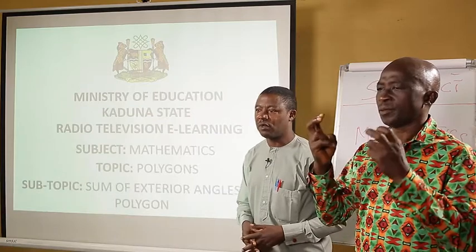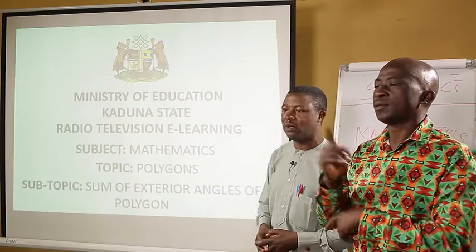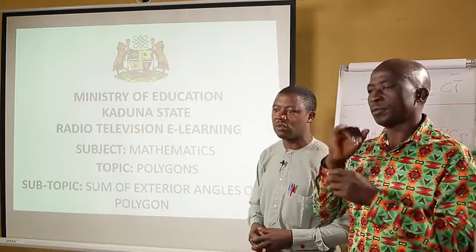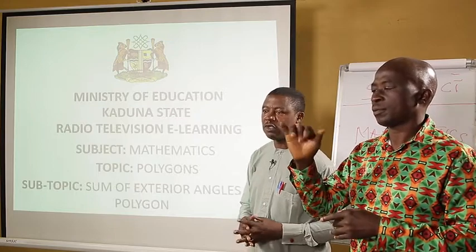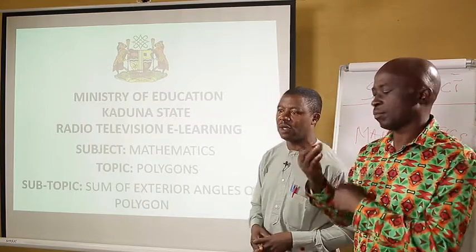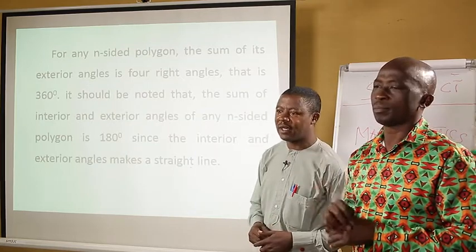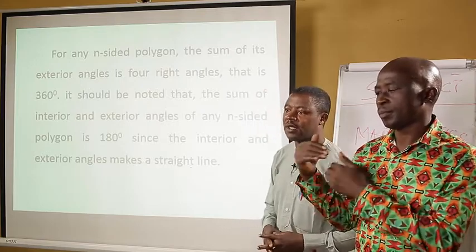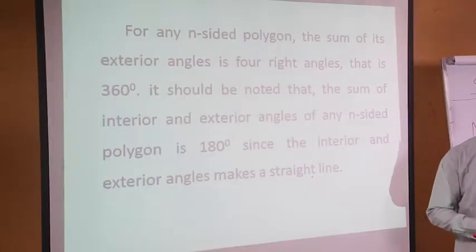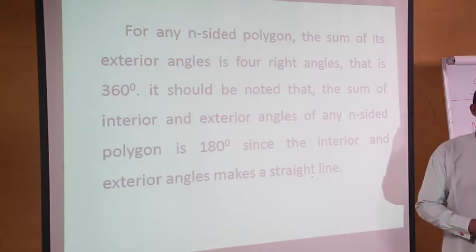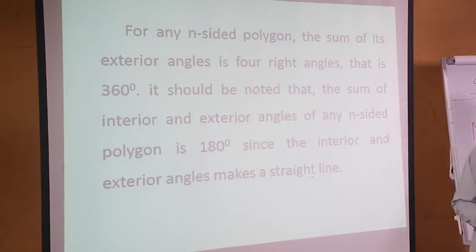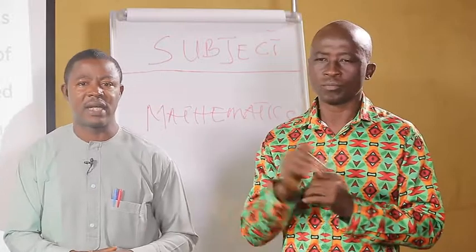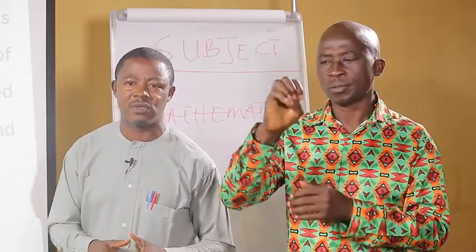Our topic of consideration this day is polygon, and we have a subtopic, the sum of exterior angles of a polygon. For any n-sided polygon, the sum of the exterior angles of that polygon is 4 right angles. That is 360 degrees. Mark you, my learners, that exterior simply means outside.